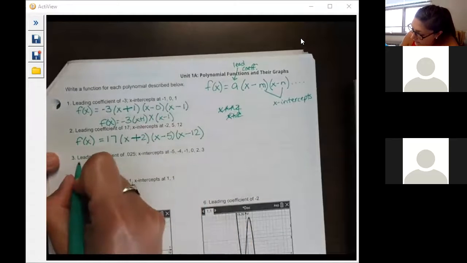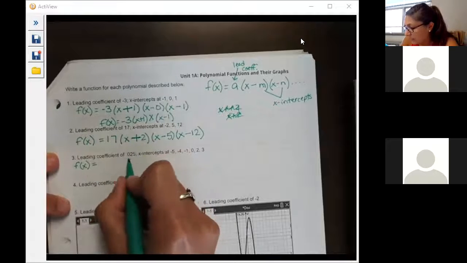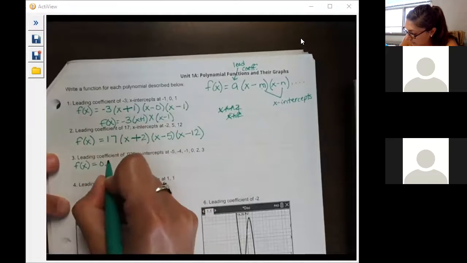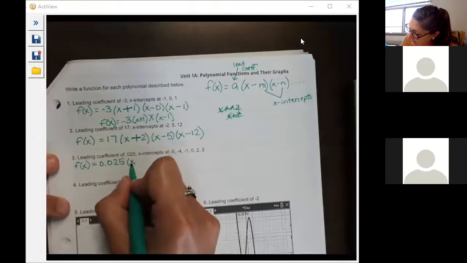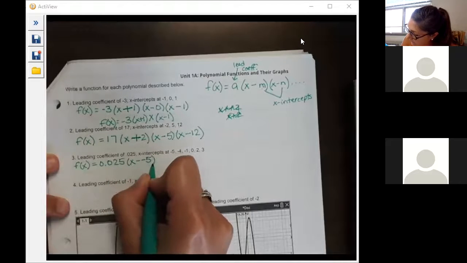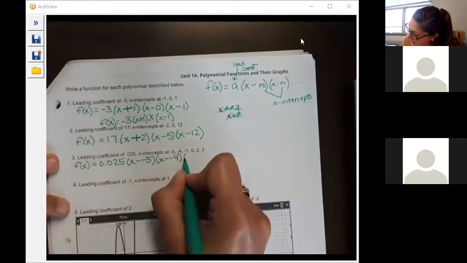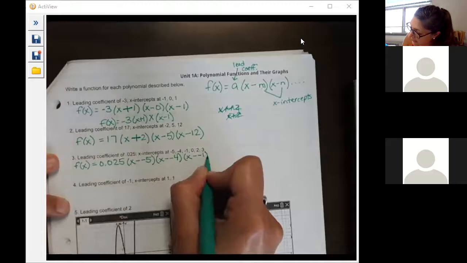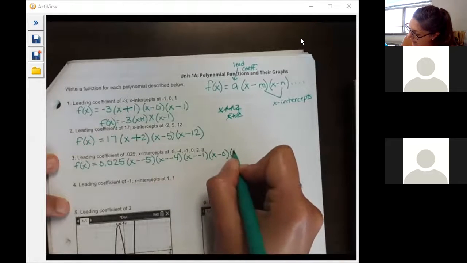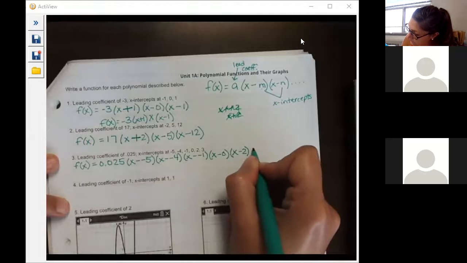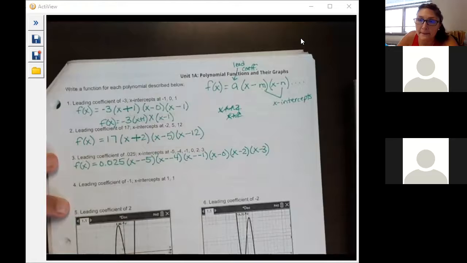Okay, so for number 3, f of x equals, or y equals, our lead coefficient goes in front, so 0.025, and then x minus -5, x minus -4, x minus -1, x minus 0, x minus 2, and x minus 3. We got a big line there, but that's okay.